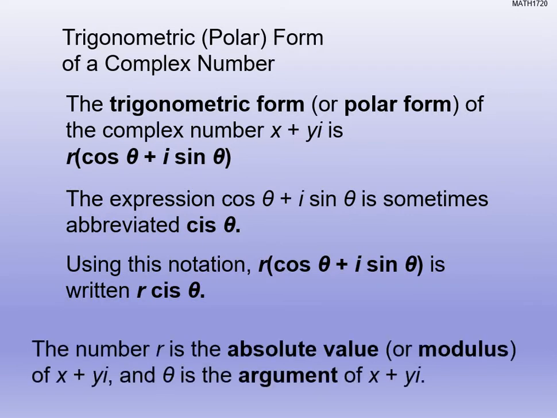Okay? Now, r is called the absolute value, the magnitude, or when we're talking about complex numbers, we call it the modulus. The modulus is just a special name that we apply to complex numbers instead of using the word magnitude all the time. It's used so that we know the number has a real component and an imaginary component, whereas magnitude is always just purely real. Okay? Theta is what we call the argument of x plus yi.